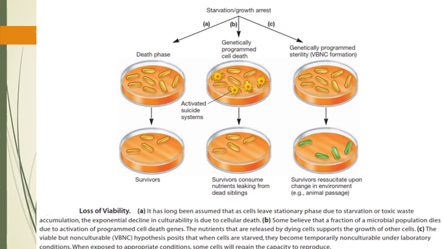Programmed cell death predicts that a fraction of the microbial population is genetically programmed to commit suicide. In this case, non-culturable cells are dead, and the nutrients that they leak enable the eventual growth of those cells in the population that did not initiate suicide. The dying cells are altruistic, that is to say, they sacrifice themselves for the benefit of the larger population.